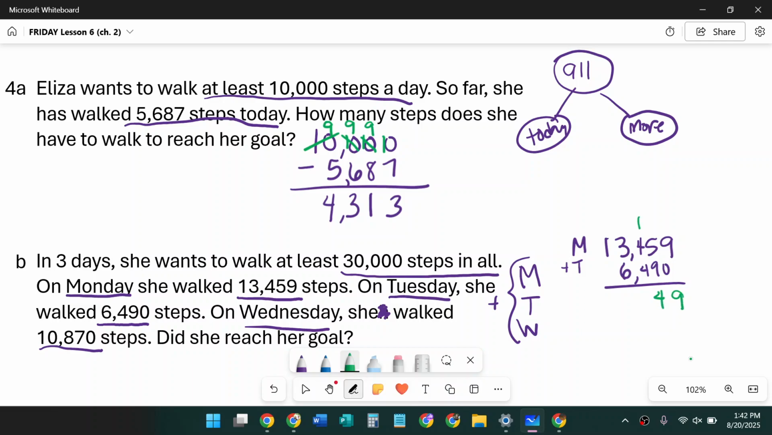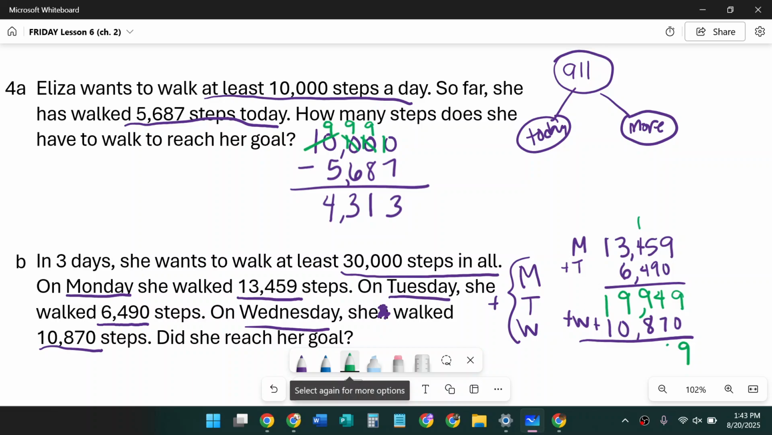I'm going to do the adding fast because the tricky part for these is usually figuring out what to do, not so much the actual doing it. Okay, and then we're going to add to that the Wednesday. So Wednesday was 10,870. Because I underlined them in my problem, it made it really easy to find.